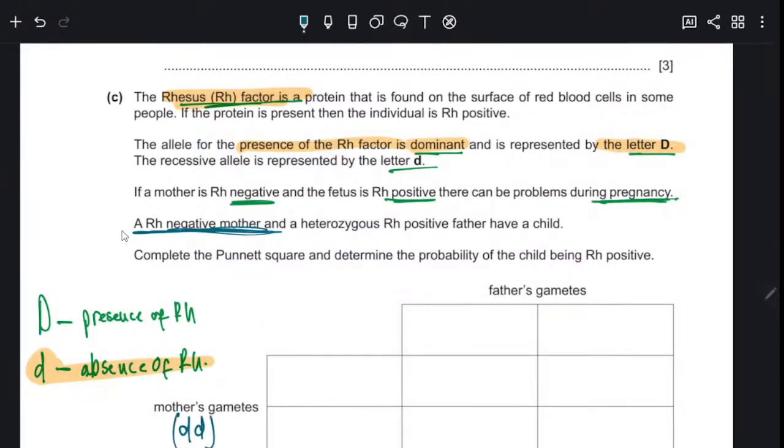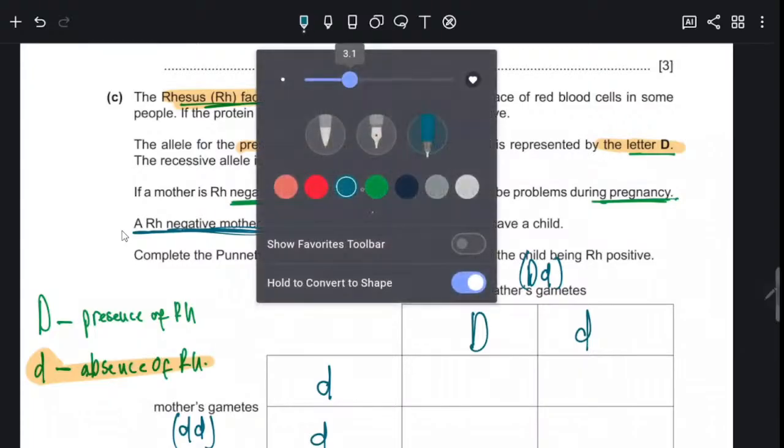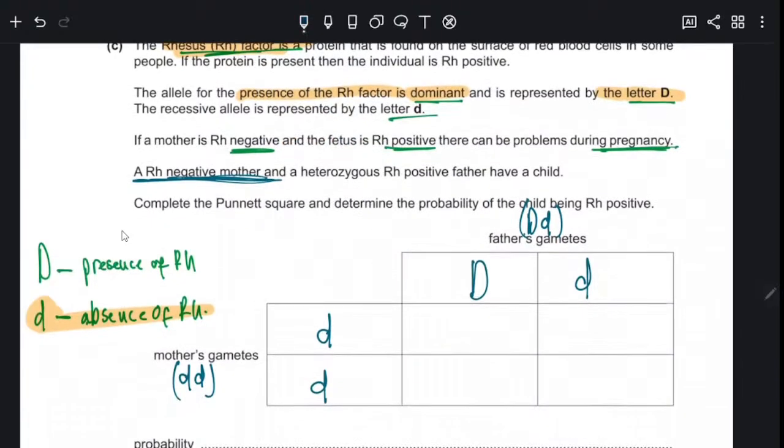Then the dad is heterozygous. Once they say heterozygous, it's like this: big D, small d. So now we would say, what are the gametes of the mom? Small d and small d. For dad, uppercase D and the lowercase d. Now, what do we then do? We then start crossing. They said complete the probability of the child being positive.